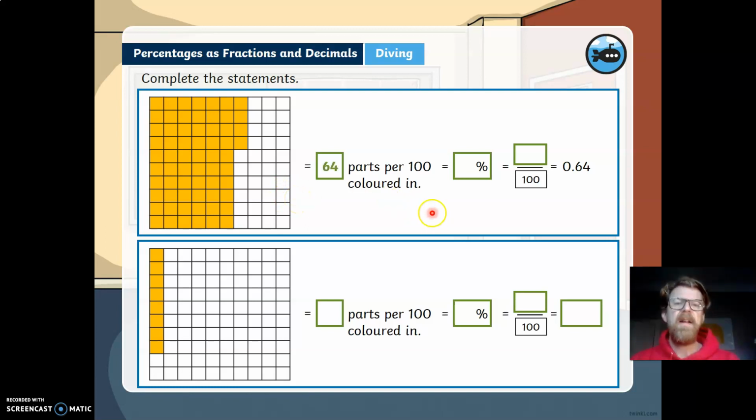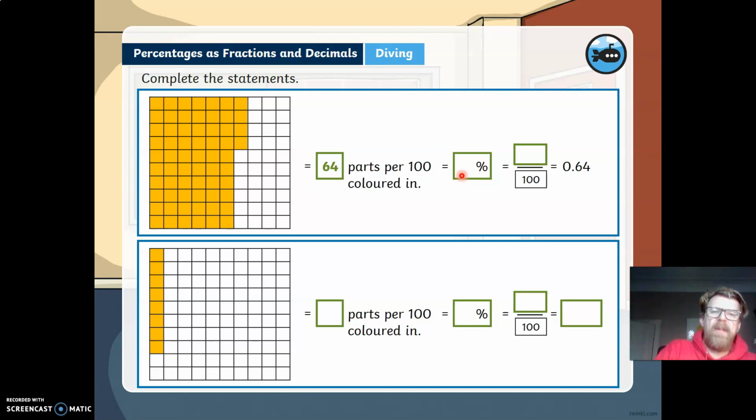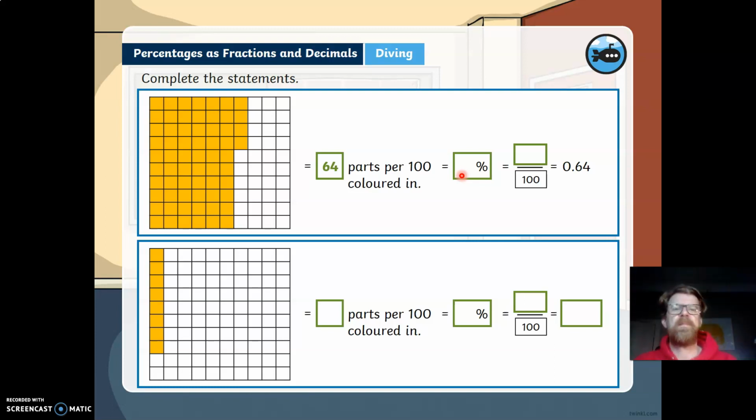Yep, I'm right. So if that's 64 parts of the 100 coloured in, what would that be as a percentage? Tell the person next to you, or if you're on your own, shout it out. That's right, 64. And if we were going to convert that into a fraction over 100, it would of course be 64 over 100, and that is equivalent to 0.64 as a decimal. Okay, put me on pause in a second and see if you can work out what these ones are.